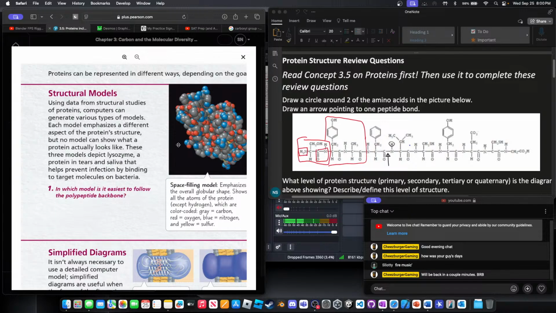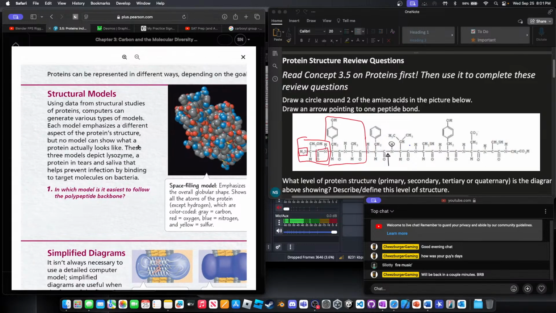Okay, using data from structural studies of proteins, computers can generate various types of models. Each model emphasizes a different aspect of the protein structure. But no model can show what a protein actually looks like. These three depict lysozyme, a protein in tears and saliva that helps prevent infection by binding to target molecules on bacteria. In which model is it easiest to follow the polypeptide backbone?